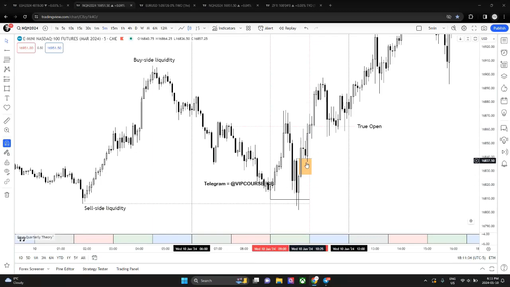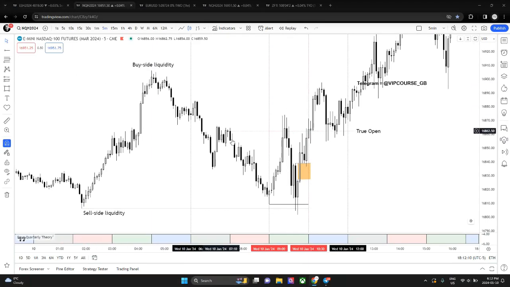So after price changed its state of delivery, which only happens after SMT, price has taken liquidity at the time that it's supposed to. Price presents a fair value gap or an order block, trades back down into it. Look at these diagonal highs right here. Liquidity, obvious liquidity. After price trades down into this, price starts to rally, right? So it starts to rally, seeking the liquidity above this high, right?